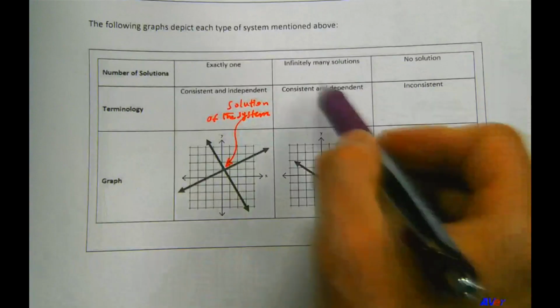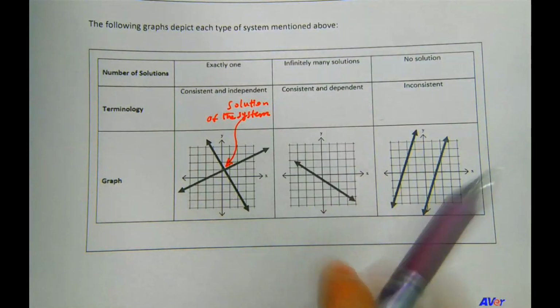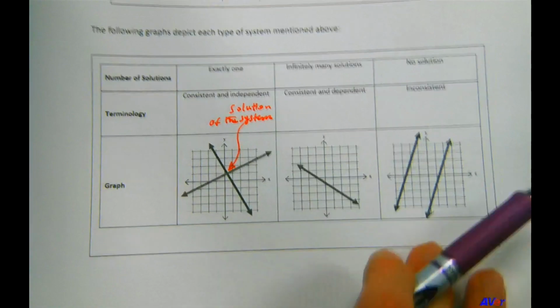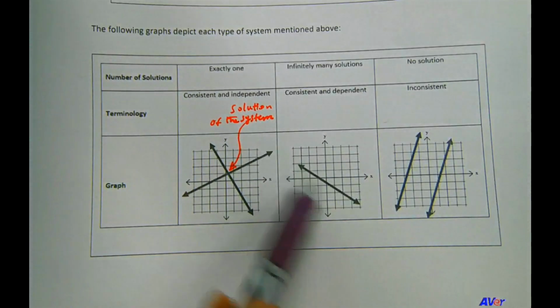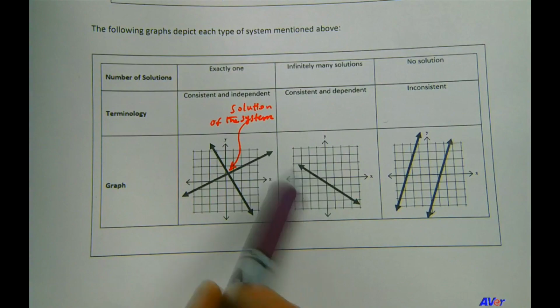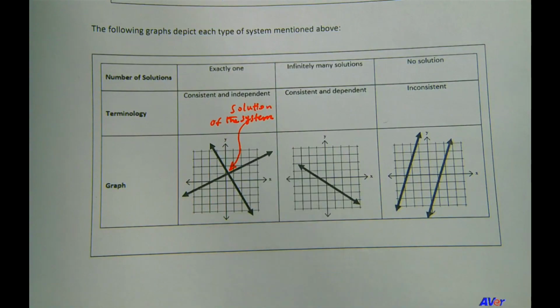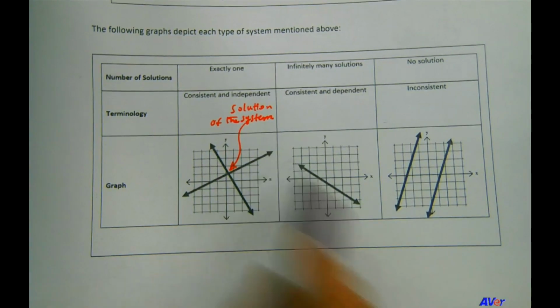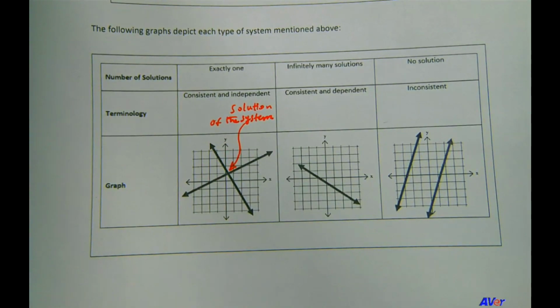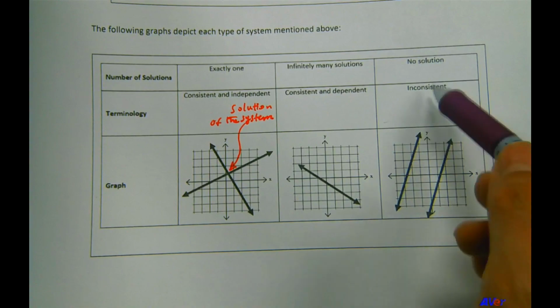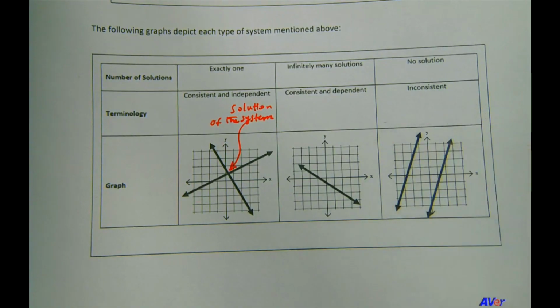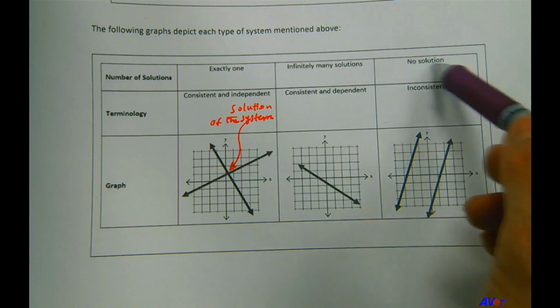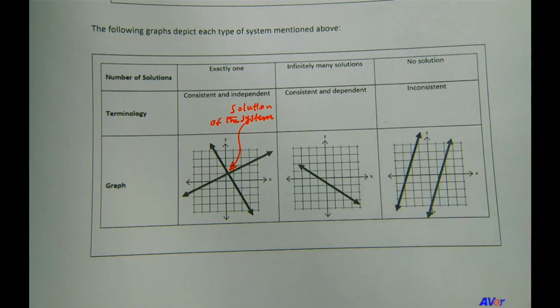Dependent systems are systems that have infinitely many solutions. In other words, you do have two lines there, but because they overlap completely, you only see one line. But there are two lines there that are completely superimposed on each other along their full lengths. And finally, inconsistent systems are systems that have no solution, which means the two lines are parallel.